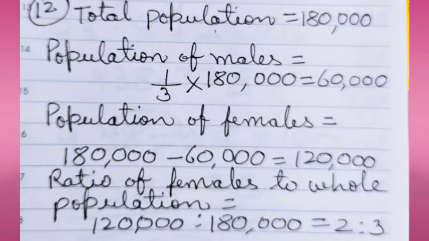Now the ratio of females to the whole population. First we'll write about the female. So 1,20,000 divided by 1,80,000, and this will be equal to 2:3.